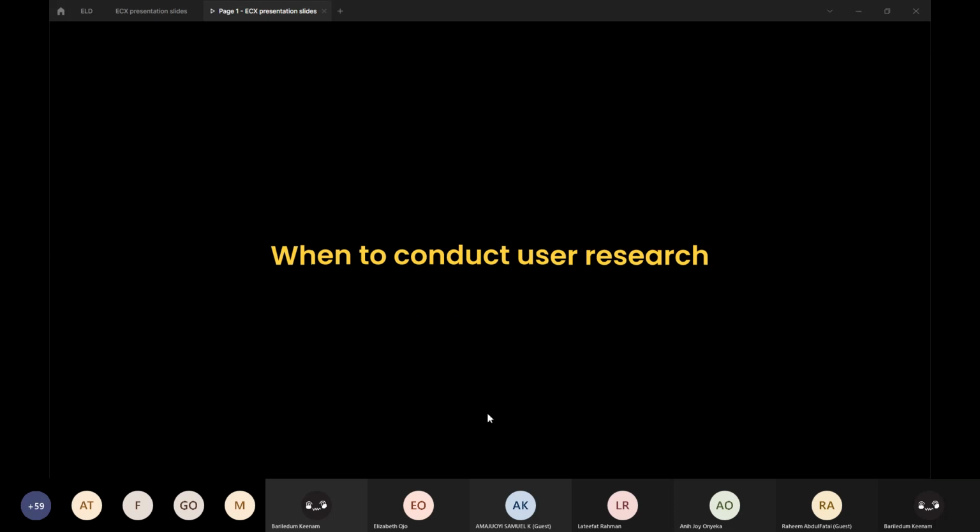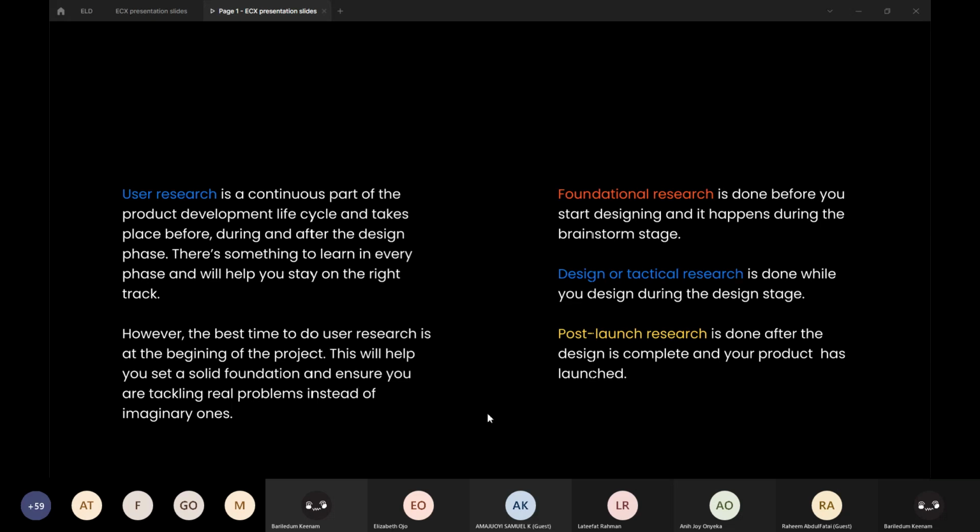So when do we conduct user research? Like I said, UX research never ends. You conduct UX research, or user research, all through the product development lifecycle, because it helps and guides the designers. It acts as a roadmap, like it puts you on the right track. Am I actually doing this thing right?